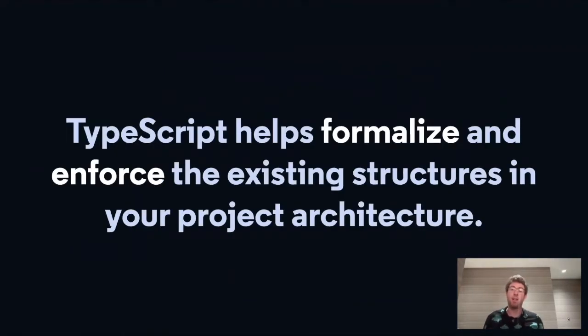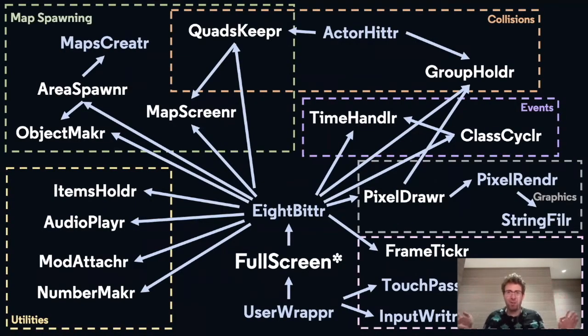But in a nutshell, TypeScript helps formalize and enforce the existing structures in your project architecture. It lets your project, the way it's supposed to be, get enforced and documented well in your code so that you mess up less and write good structures more. This whole project architecture may be convoluted, but that's how things are in real life. This is how code works. It gets messy, and you end up really wanting tools that help you wrangle it and understand the messiness. This is real life.